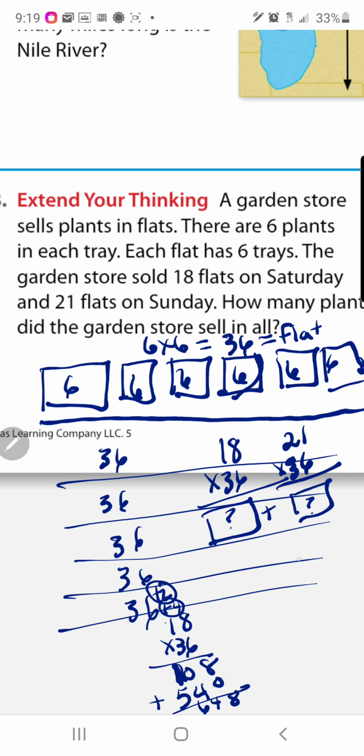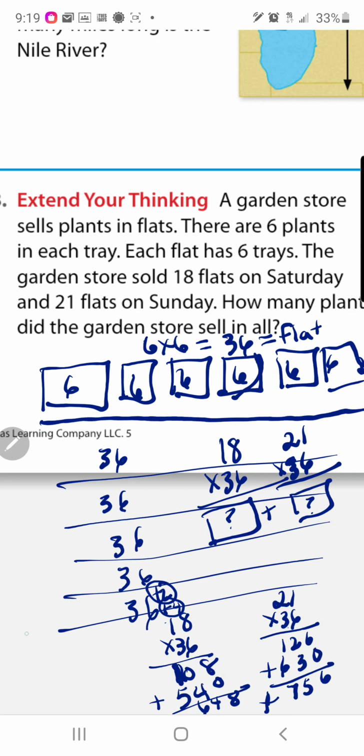Let's try and figure out the plants in the 21 flats. 21 times 36. 6 times 1 is 6. 6 times 2 is 12. Put your 0 in the ones place. 3 times 1 is 3. 3 times 2 is 6. Add your two partial products. 6 plus nothing is 6. 3 plus 2 is 5. And 6 plus 1 is 7. Now all you have to do is add your two products there.